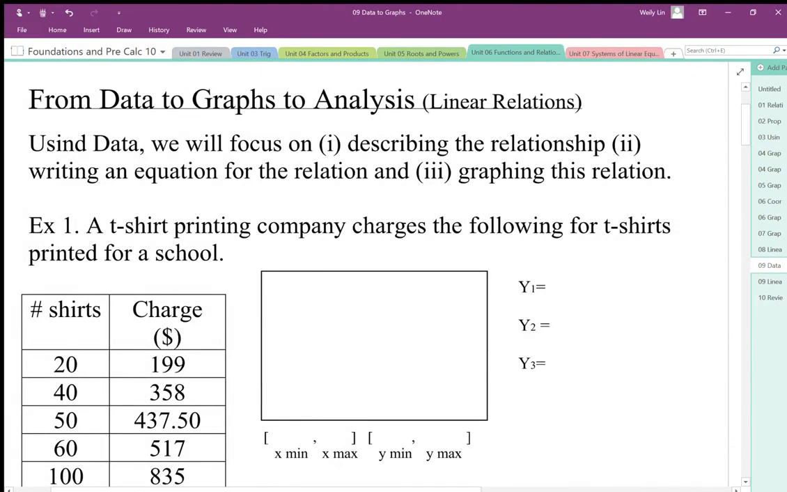We're going to continue along with this graphing and being able to connect the table of values to the graphs to equations. So we're going to use the data and graph it and then analyze these graphs and answer some questions based on these graphs. Now, we're doing essentially the same thing that we've done before.